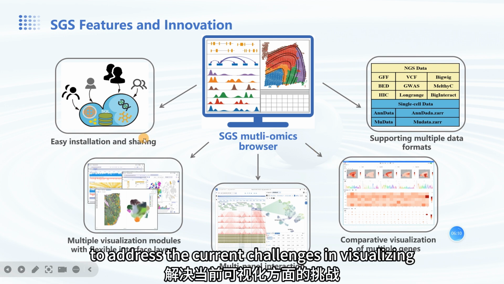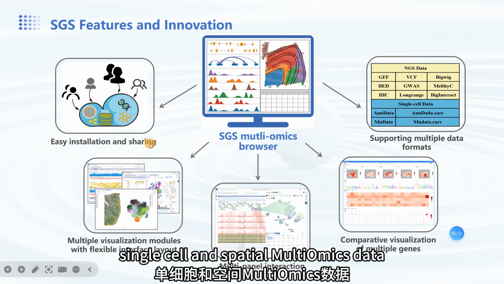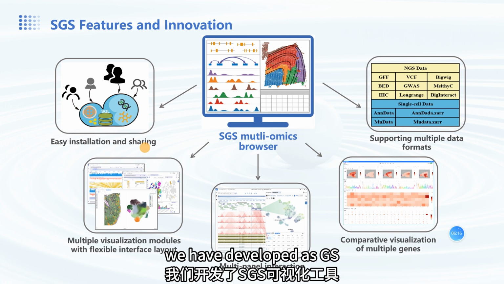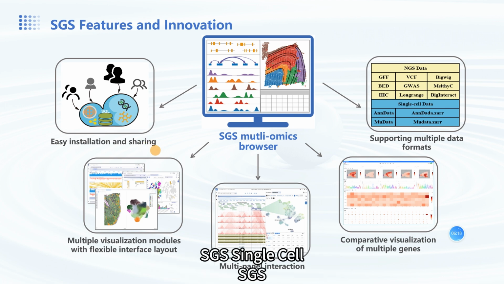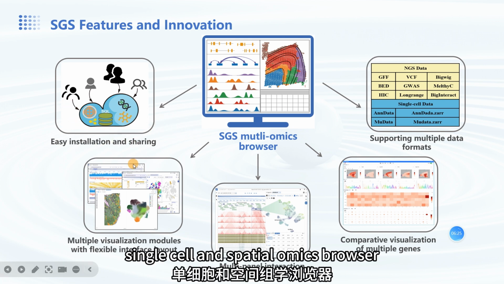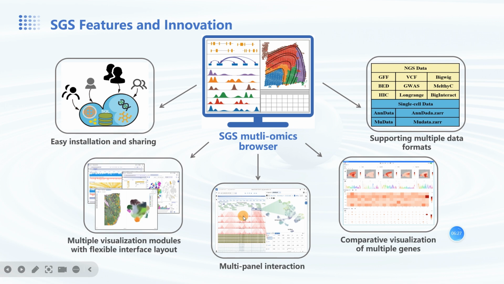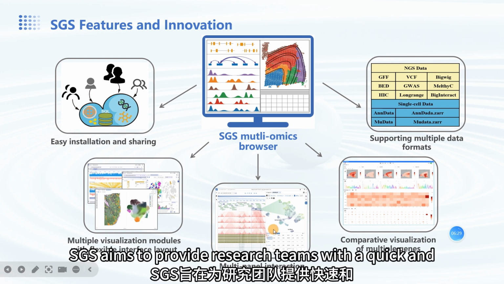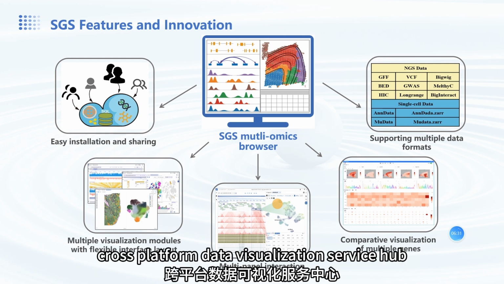To address the current challenges in visualizing single-cell and spatial multi-omics data, we have developed SGS. SGS Single-Cell and Spatial Multi-Omics Browser is a user-friendly, collaborative, and multifunctional single-cell and spatial multi-omics browser. SGS aims to provide research teams with a quick and easy-to-use cross-platform data visualization service hub.